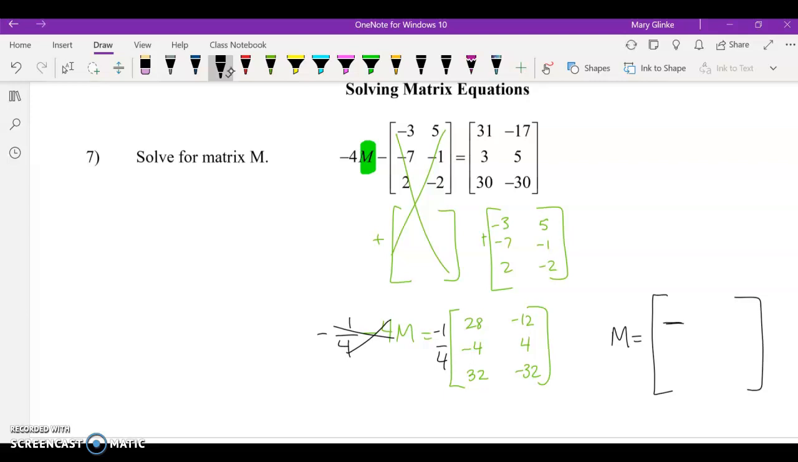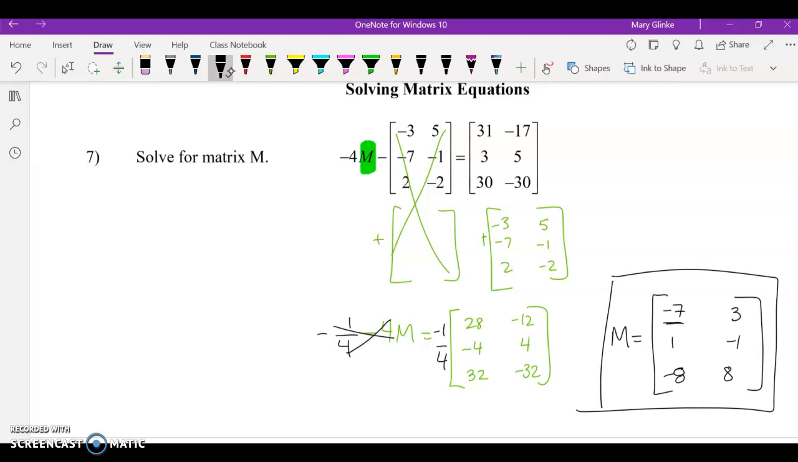So the first item would be -7. The next item in that column would be 1, and then -1/4 of 32 is -8. And then the other column would be a positive 3, a negative 1, and a positive 8 when we divide those. Okay, so this would be our final answer for M.